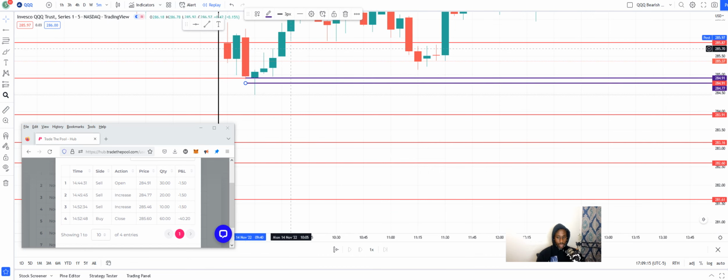As you can see what the market did. But the next one, 9:52, at 28546, I increased my position again.